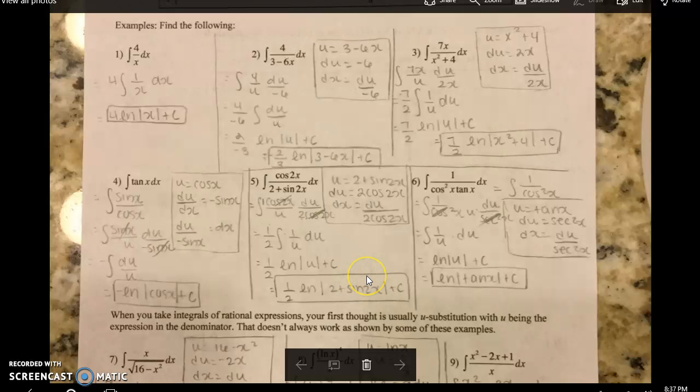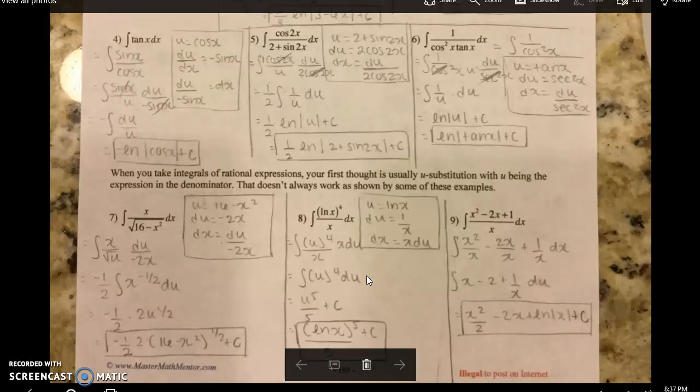So yeah, and then for number 7, it's the same thing, except it's in the square root. So you do the same exact steps as we did up there for these problems.